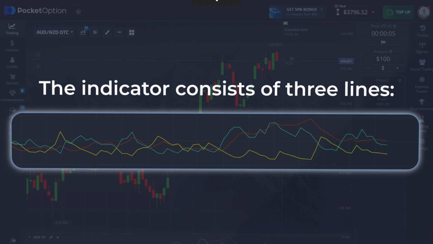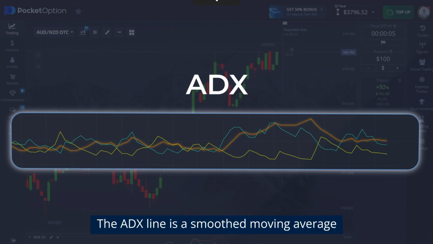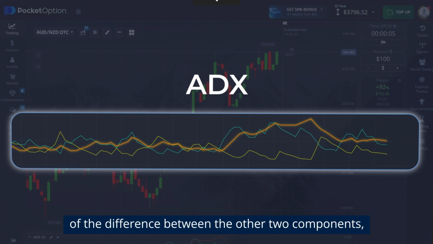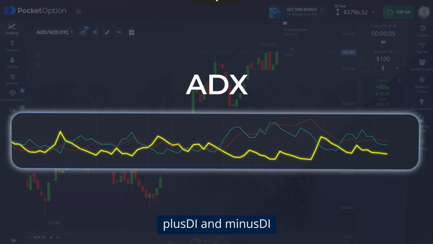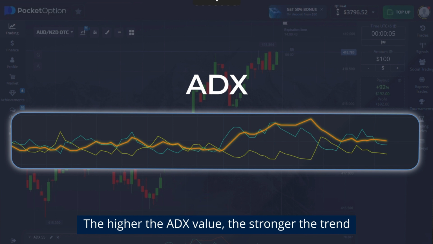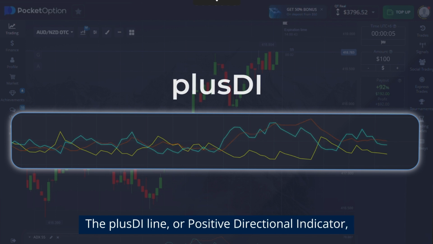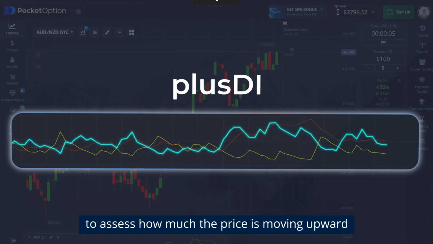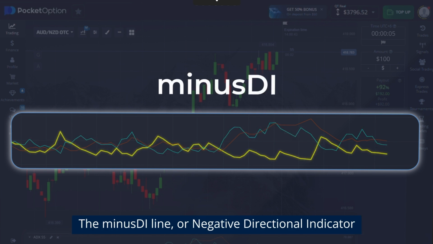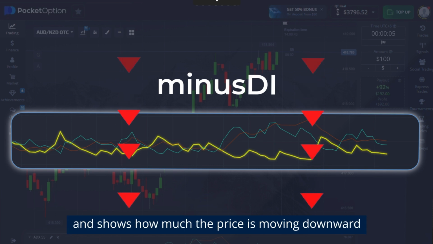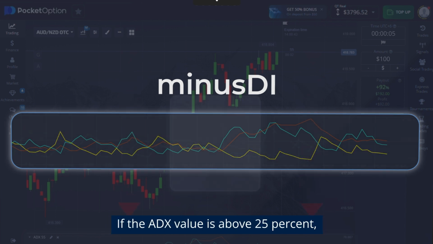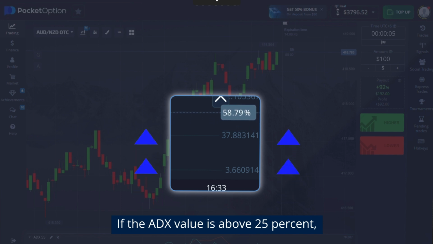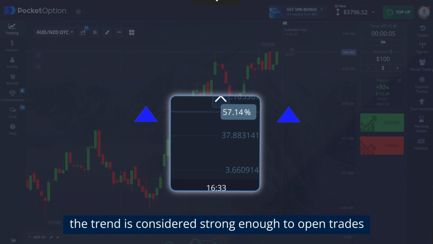The indicator consists of 3 lines. The ADX line is a smoothed moving average of the difference between the other 2 components, plus DI and minus DI. The higher the ADX value, the stronger the trend. The plus DI line, or positive directional indicator, measures the upward movement of the price and helps to assess how much the price is moving upward. The minus DI line, or negative directional indicator, measures the downward price movement and shows how much the price is moving downward. If the ADX value is above 25%, the trend is considered strong enough to open trades.